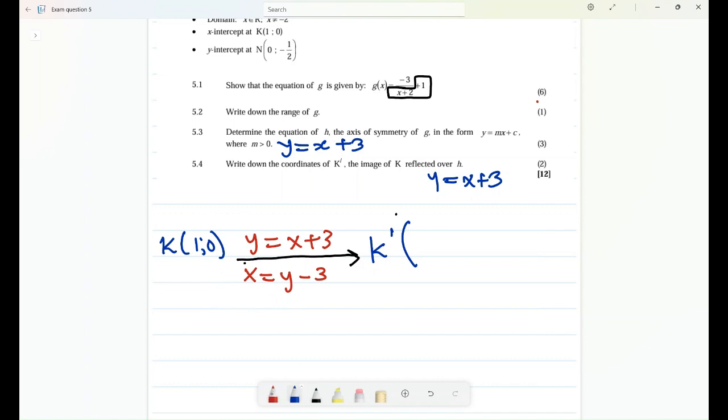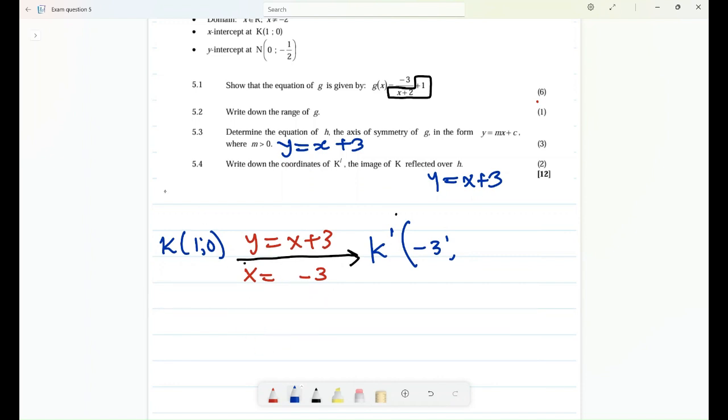I repeat, the first thing that you do, you are reflecting across this line, which is y is equal to something. Then write that equation as x is equal to something also. When you want the value of x of k prime, you're going to substitute the y of k into this equation, which is 0. So when you substitute y as 0 here, you get what? Let's do it. x is equal to 0 minus 3, which is x equal to negative 3. Again, the x value here is how much? Negative 3.